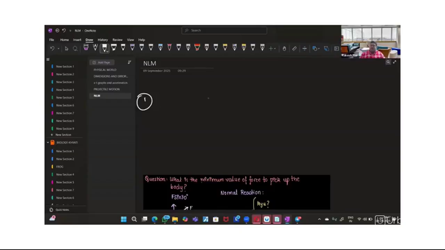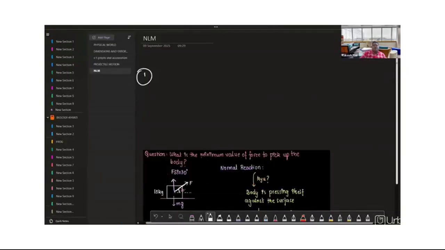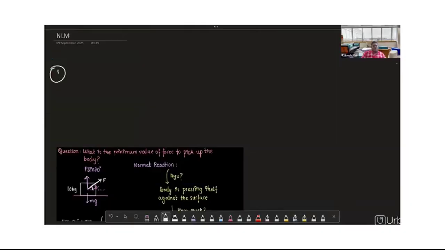Hello, students. Welcome to today's session on Newton's laws of motion from the unit Laws of Motion. We are considering all the three laws of motion given by the famous physicist Isaac Newton.